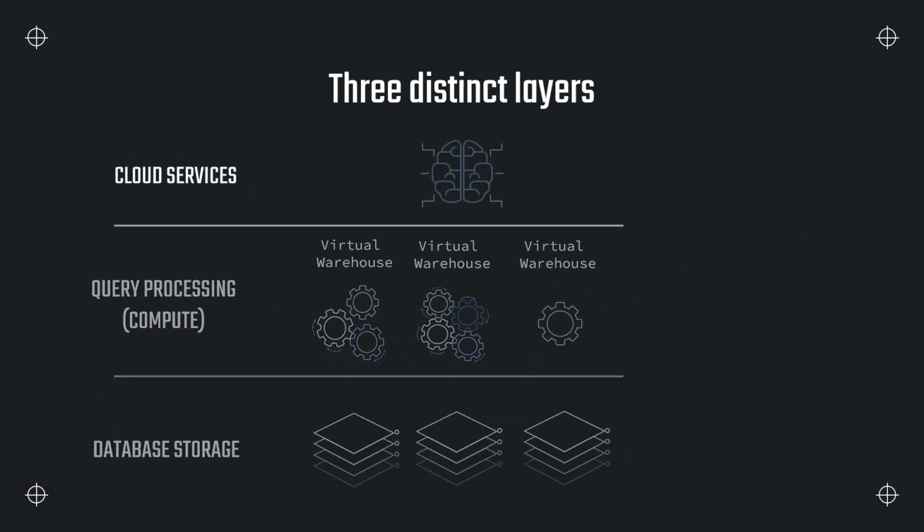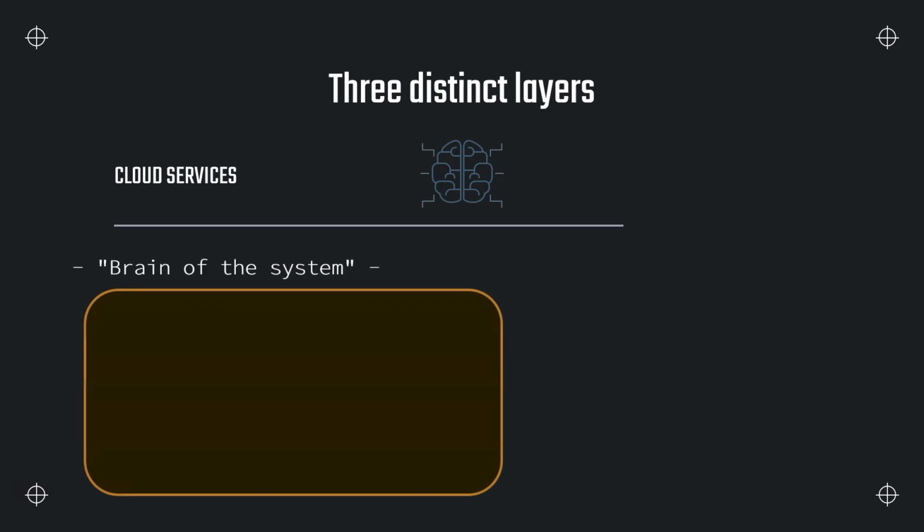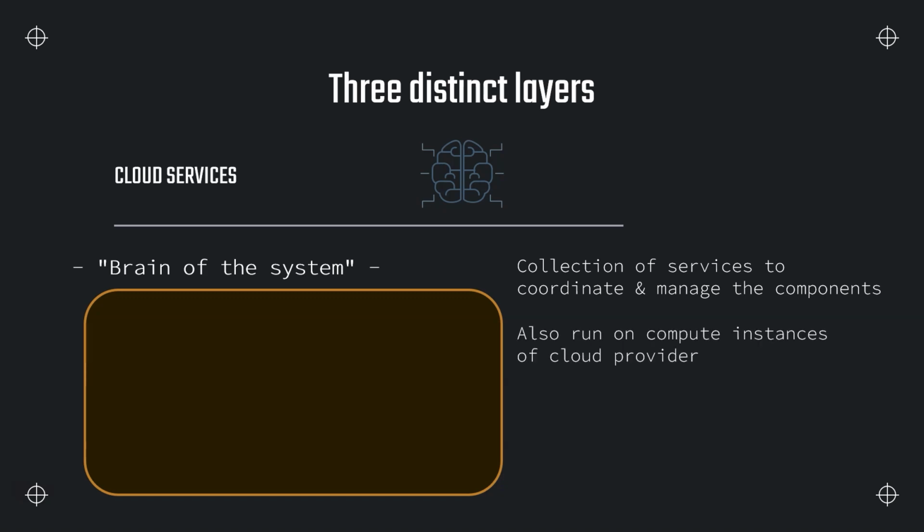This is the cloud services layer, where all of the different components come together. Therefore, this is also called the brain of the system. This is basically a collection of services that coordinate and manage the different components and services together. Of course, we also need some compute power for this, and this is again provided by the cloud provider of our choice. If it's Azure, we for example have Azure virtual machines, but this is not so relevant for us because it's all happening behind the scenes and Snowflake manages this layer completely. So we have really no influence on this.